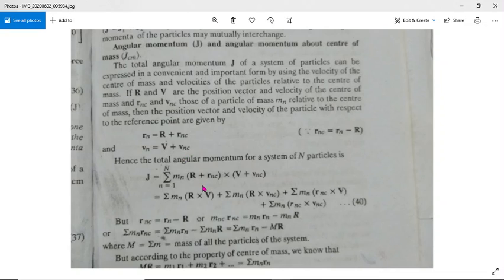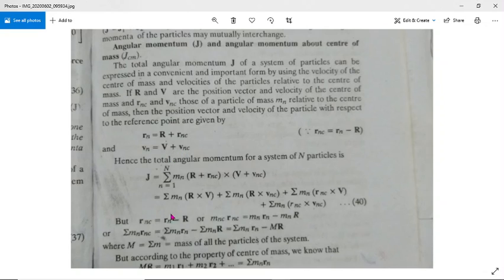Okay, then it is like (A plus B) cross (C plus D). So we can write R cross V plus R cross Vnc plus Rnc cross V plus Rnc cross Vnc. The summation of Mn is here, so we will get this statement. And Rnc we can write as Rn minus R, and Vnc we can write as Vn minus V.